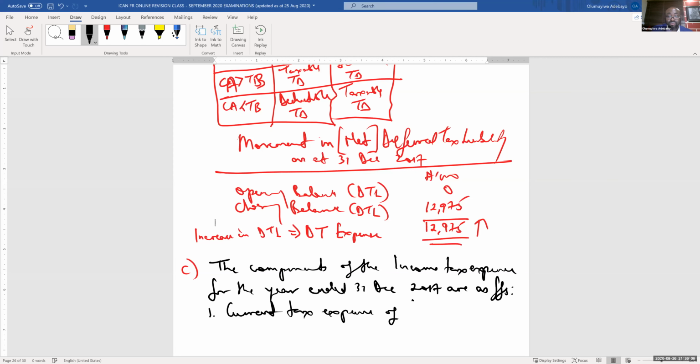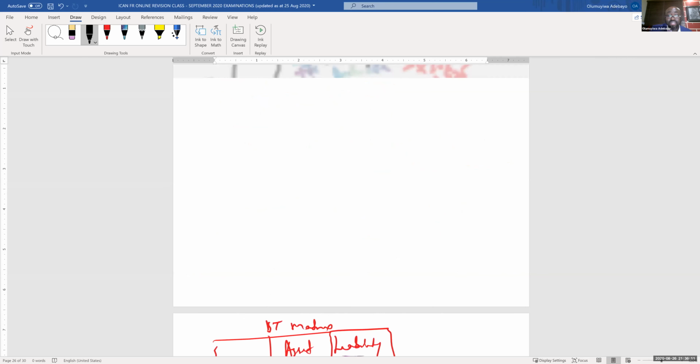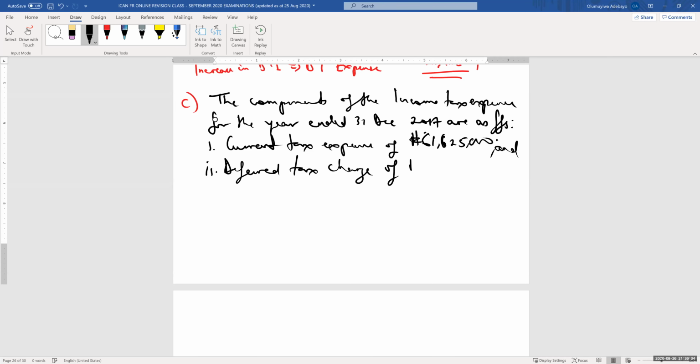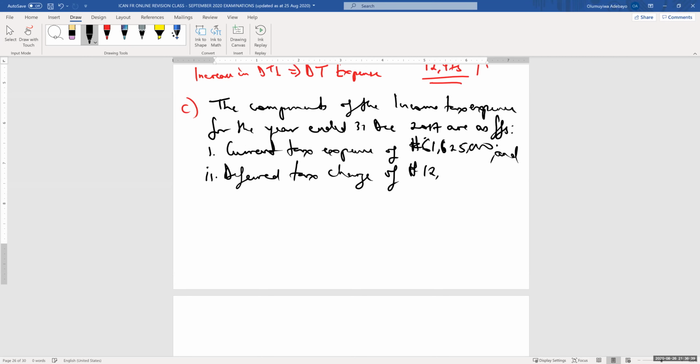of, how much is our current tax expense again? 61,625. In millions. And 2, deferred tax charge of 12,975.